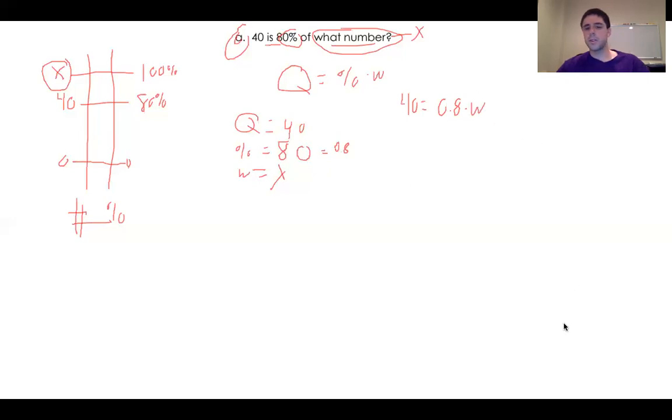And how do we solve for the whole? How are we going to do that? What do we need to do? It's going to be one or the other. Which one? Yep. One person got it.